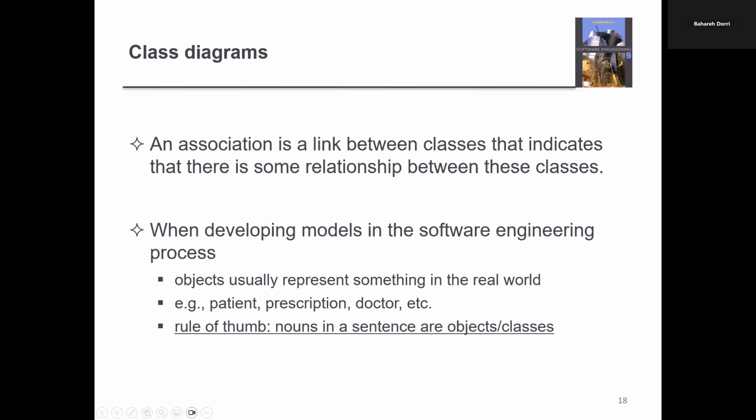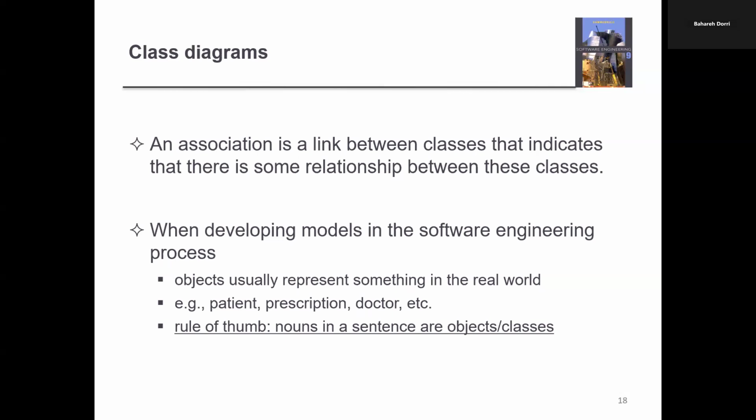Let's talk a bit more about associations in UML, specifically in the context of class diagrams. An association is simply a link between classes. It shows that there is a relationship between them. For example, if you have a doctor class and a patient class, and doctors treat patients, you would represent that with an association line connecting the two classes.